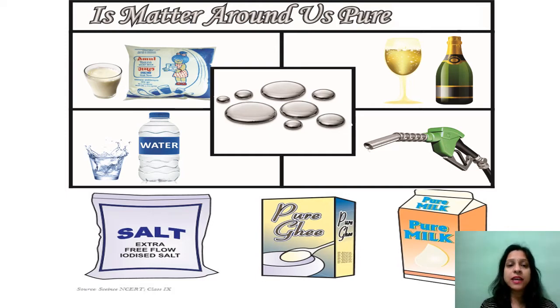So what we can say is all of these are packed ones. Like salt is also packed, ghee is also packed, milk is also packed in tetra pack form. Then beverage also occurs in bottle form. Petrol comes directly from the petrol pump. So can we say that all these matter are pure ones? Today we are going to discuss whether whatever matter we see in our surroundings is pure or impure.